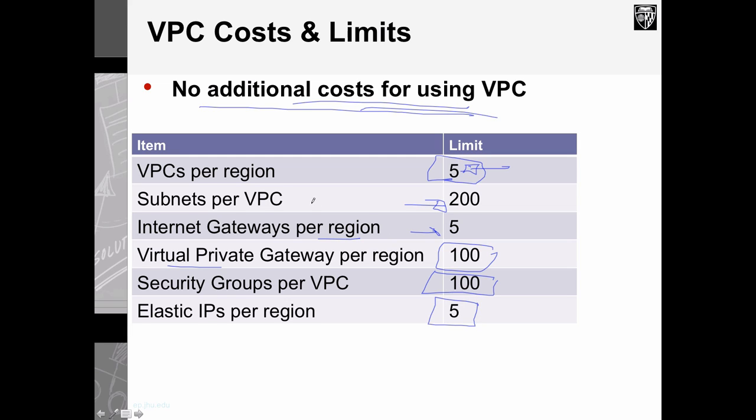Some of these limits are soft limits. In other words, if you require additional resources, for instance, let's say you need more elastic IPs in the region, you can call Amazon, you can submit a form, and with proper justification, they will increase the number of elastic IPs you can use in a region.